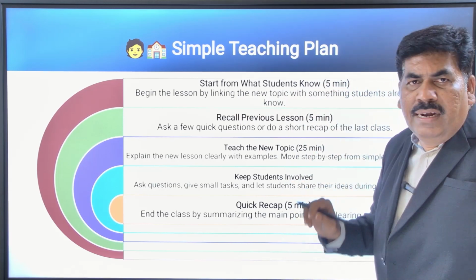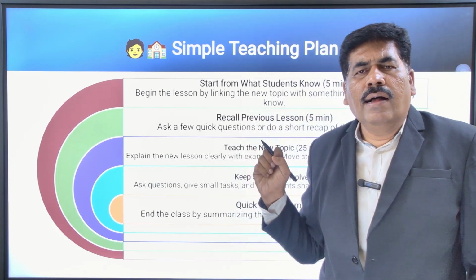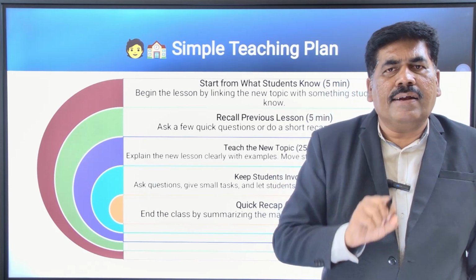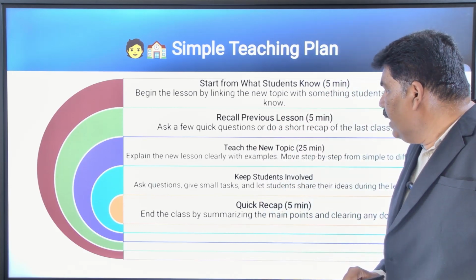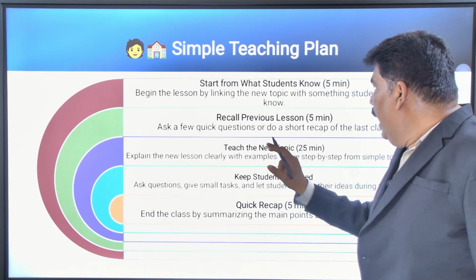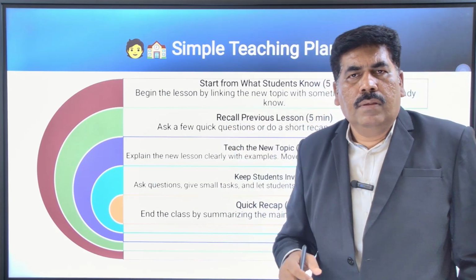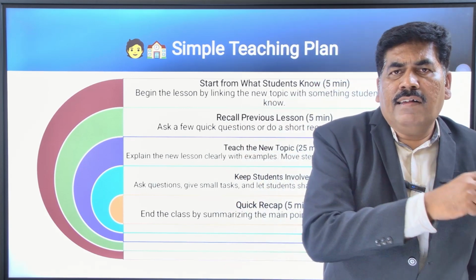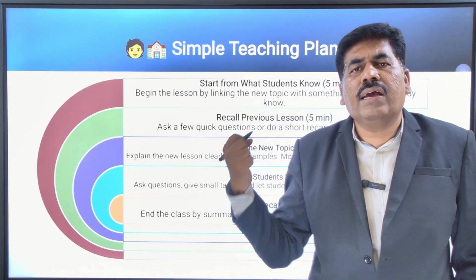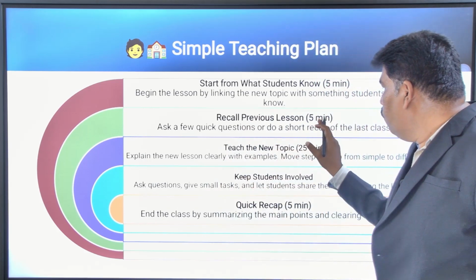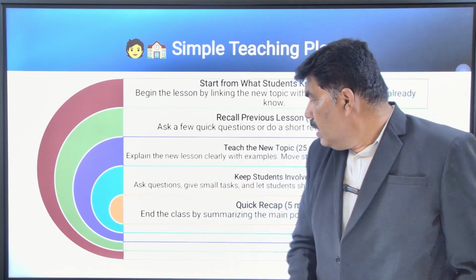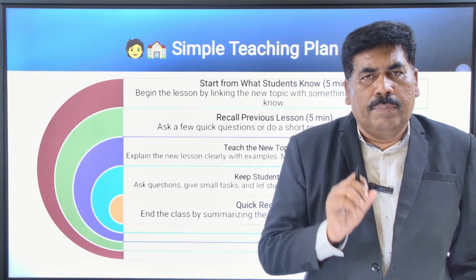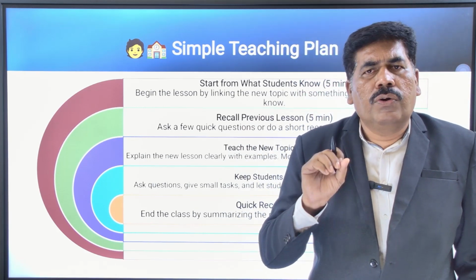You need to start from the known. For extracting answers from the students about what they know regarding that particular topic, allot at least 5 minutes. Then recall any concept they learned in the previous class, for which you need to spend 5 minutes. And the new topic you need to teach only for 25 minutes.